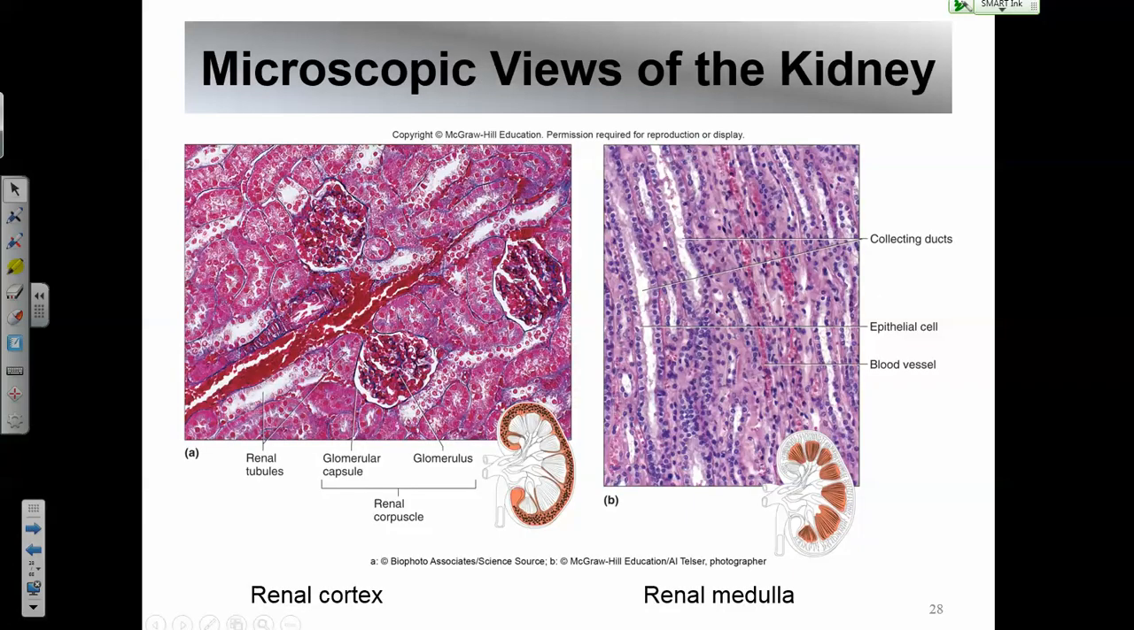This is a micrograph, which you'll see kidney slides in lab. And the cortex and the medulla look very different under the microscope. You can actually see the renal corpuscles in the cortex. So I see a renal corpuscle there, I see one there, I see one there. So that's the glomerulus and the Bowman's capsule. You don't see that on the picture on the right. That's showing the medulla. All you see is a bunch of tubes.